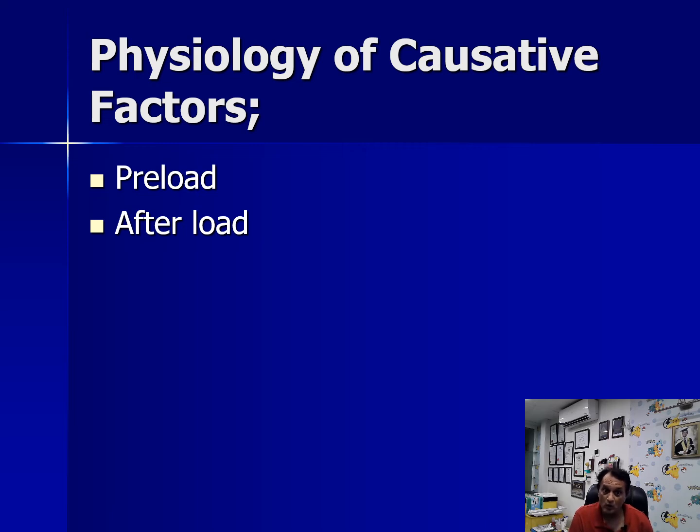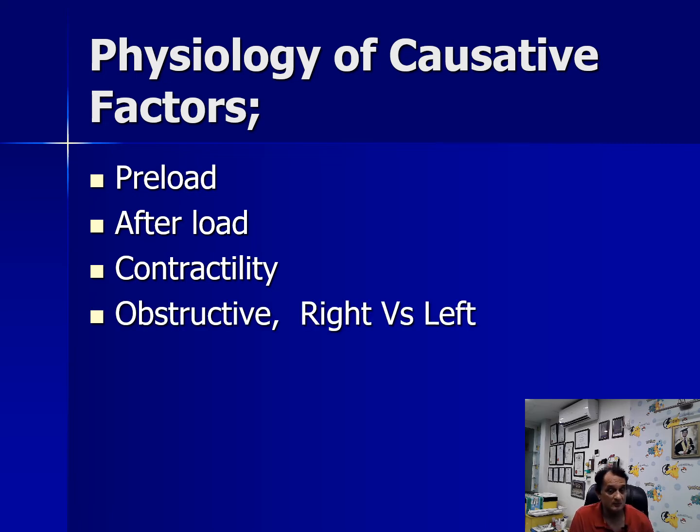After load, you have to optimize. If you have optimized the preload, maybe you have to work with a vasodilator like milrinone. Contractility, obviously, you have to work with the stroke volume by giving dopamine, epinephrine, or milrinone, depending on your patient. And these are the three things. If you have optimized and still the patient has a problem, then you think about the obstructive physiology.